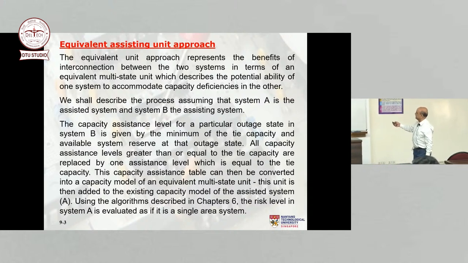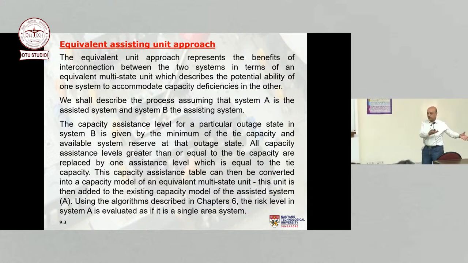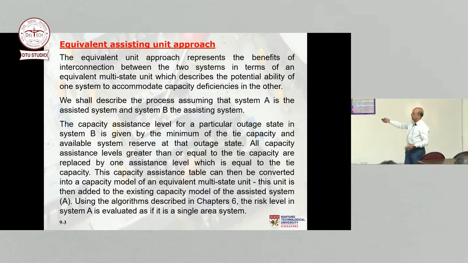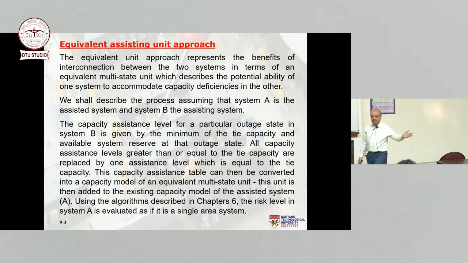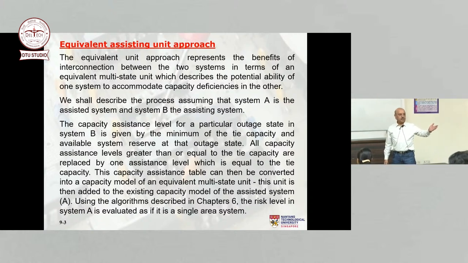So the capacity assistance level for a particular outage state in system B, because we are going to be assisted by B, isn't it? So we focus on B first. We say, okay, the capacity assistance is given by the minimum of the tie capacity and available system reserve at that outage state. So for example, if the assistance available in system B is 40 megawatt, but your tie line capacity is only 20 megawatt, obviously you cannot transfer more than 20 megawatt, right?